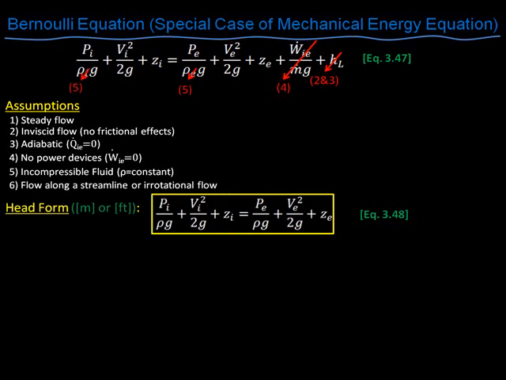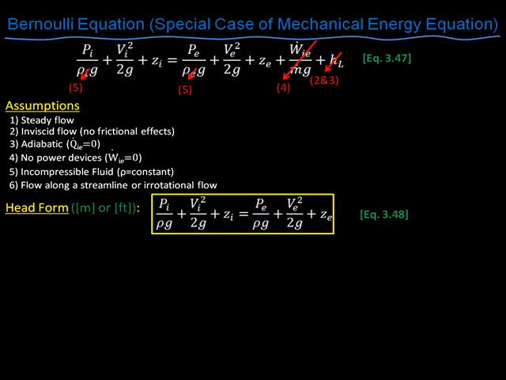And we're able to just clean that stuff up, rewrite equation 3.47 with all the canceled stuff out of the equation, and that gives us the head form of the Bernoulli equation, where we have pressure head, velocity head, and elevation on the left and right-hand side. So no head loss and no pump head. That's equation 3.48.